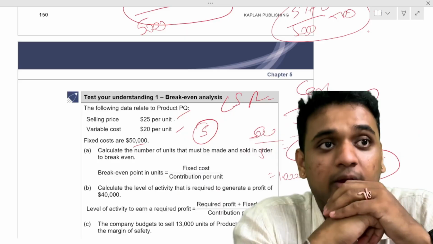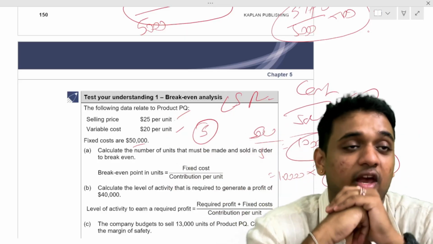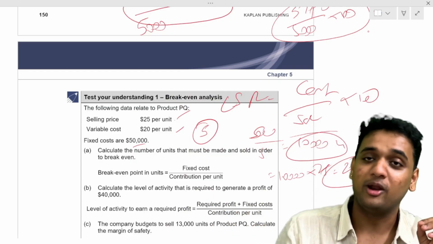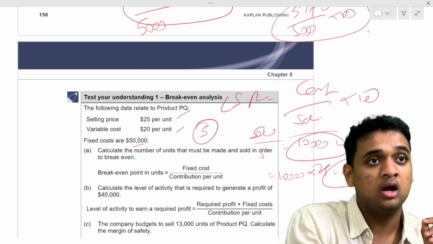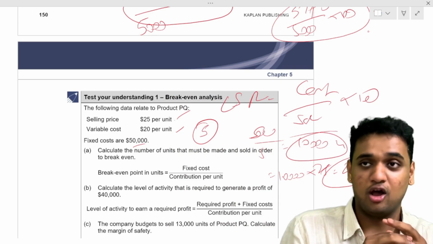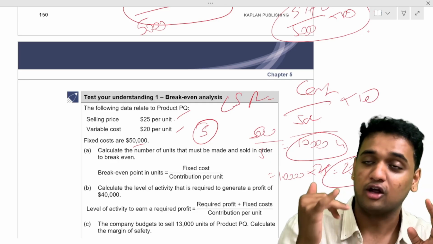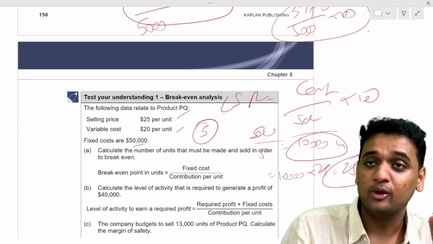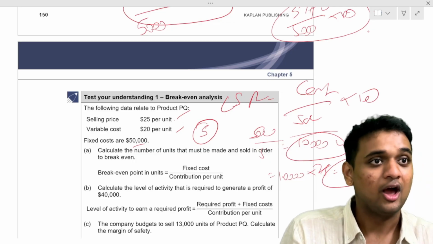Now suppose my mom comes and changes her words. Now she's saying, I don't want you to just break even, I want you to earn a profit of 20 rupees along with it. In that case, how many units do you have to sell? 12. How do you find out 12?